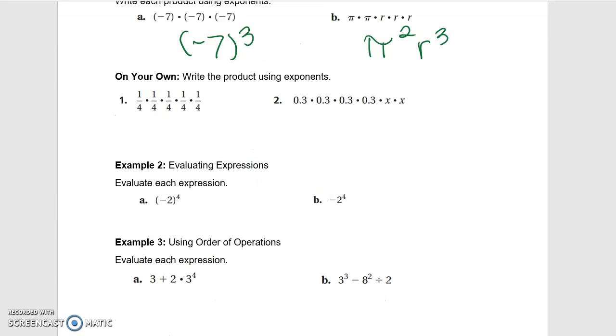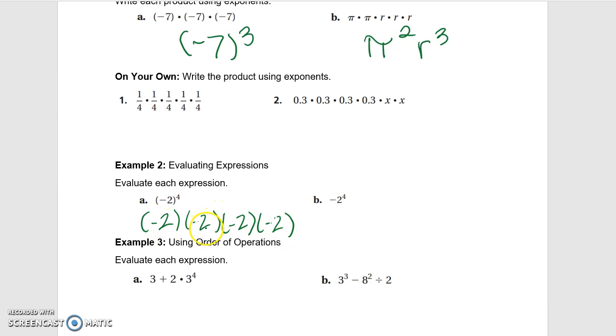Moving down to example 2, evaluating the expressions. So we're going to look at A, -2 raised to the 4th power. So that is -2 times -2 times -2 times -2. And a negative times a negative makes a positive. These two negatives multiplied together make a positive. So my answer is going to be positive.